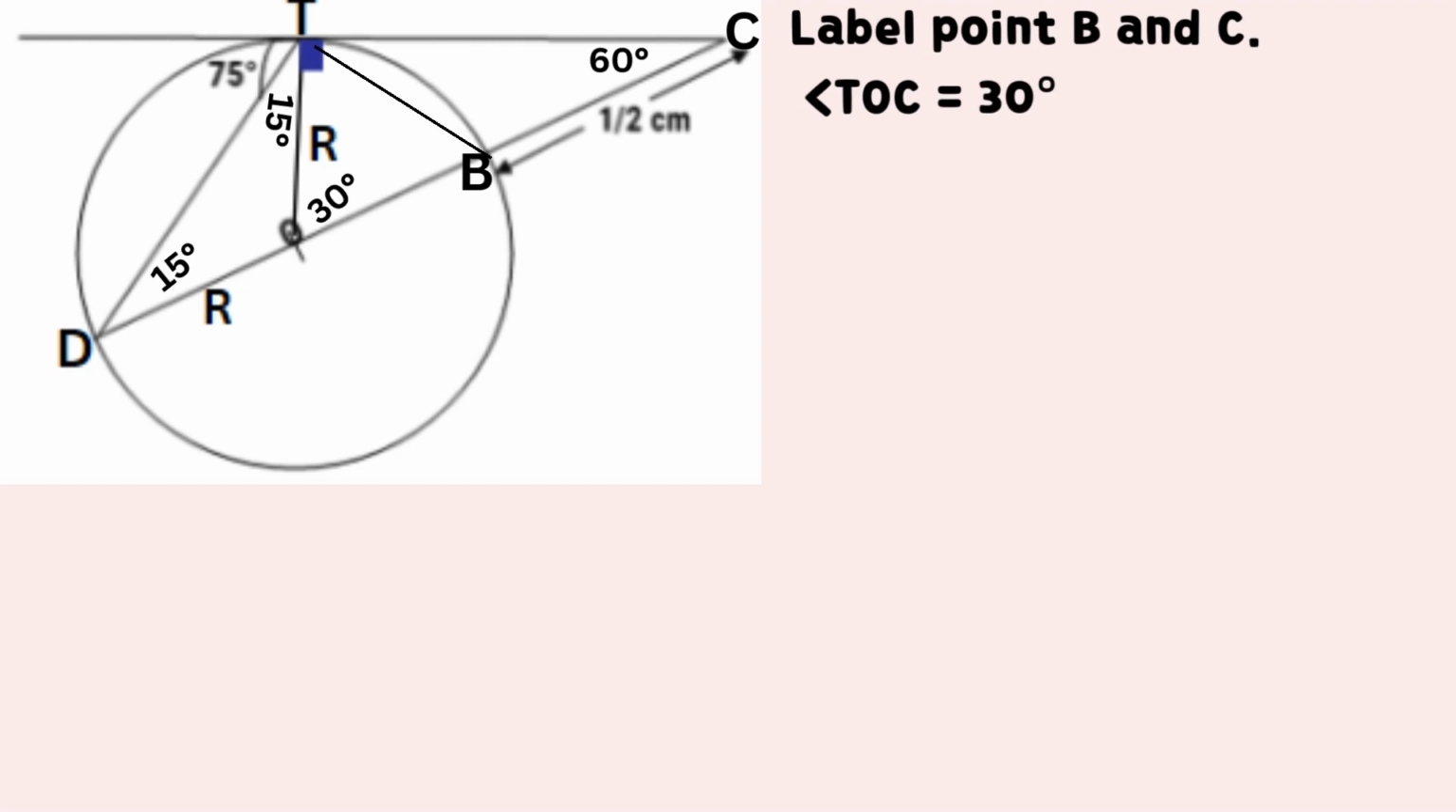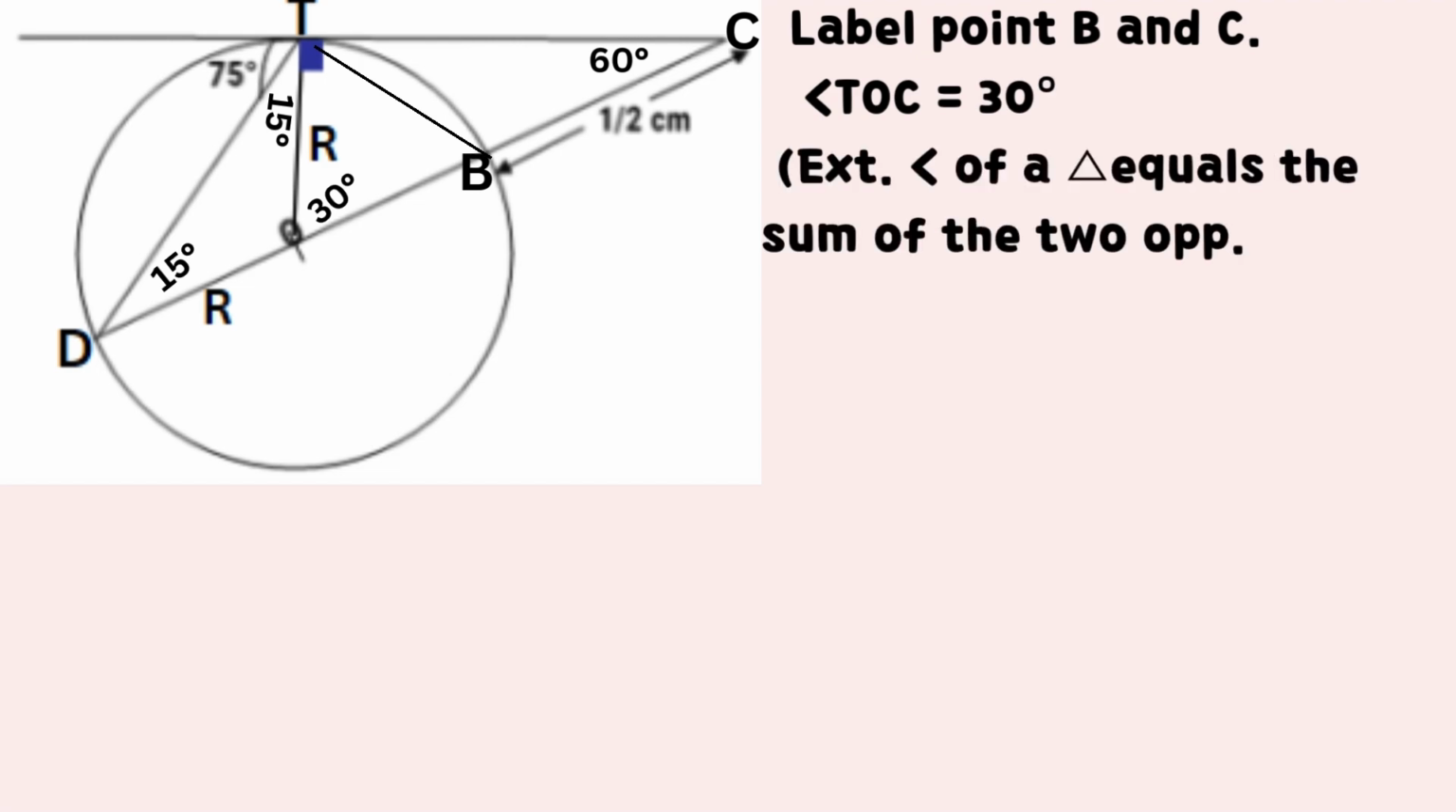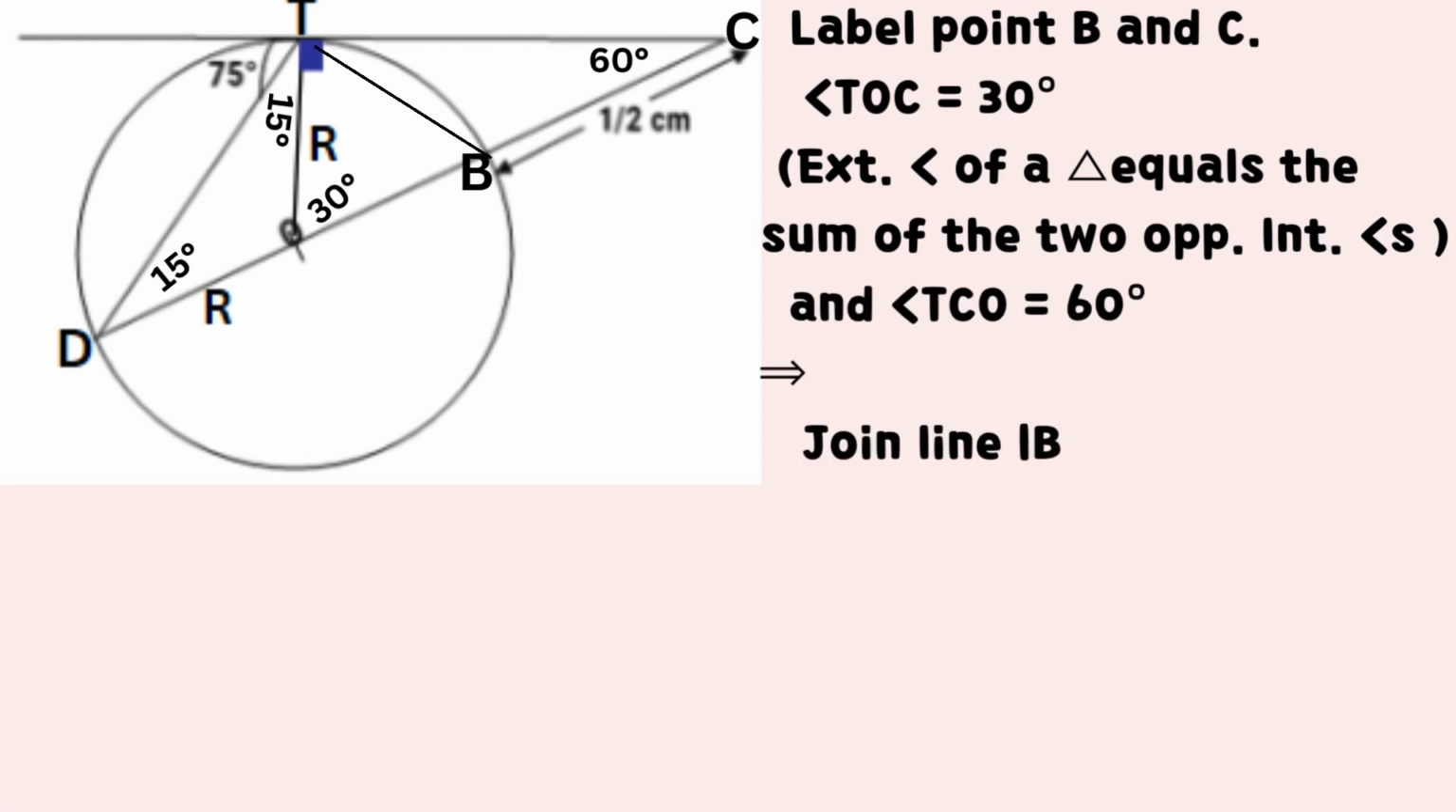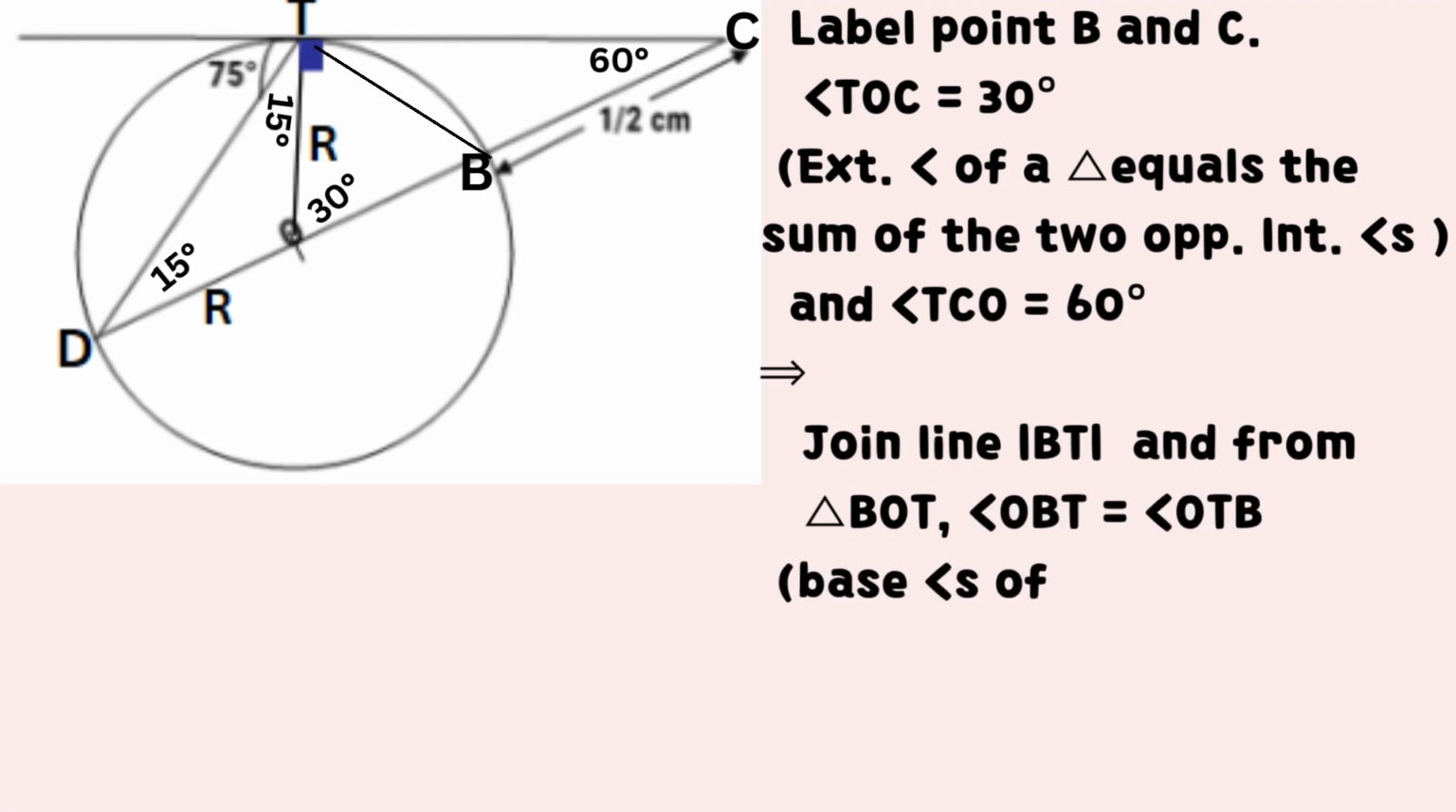Label point B and C. Angle TOC equals 30 degrees. It is because the exterior angle of a triangle equals the sum of the two opposite interior angles. And angle TCO equals 60 degrees.